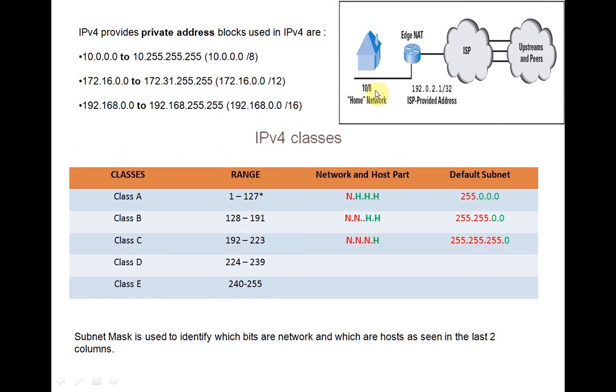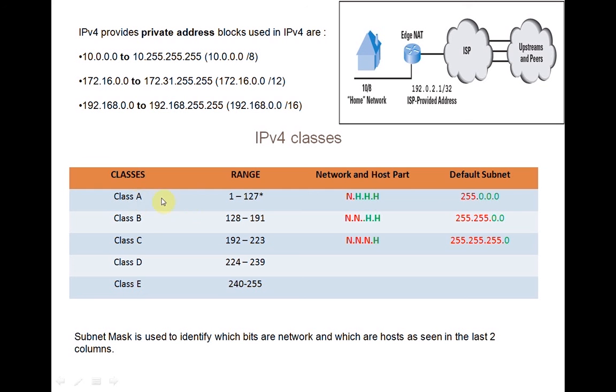IPv4 provides private addresses that are not used on the internet, ranging from 10.0.0.0/8, 172.16.0.0/12, and 192.168.0.0/16. IPv4 is divided into classes as seen in this table.